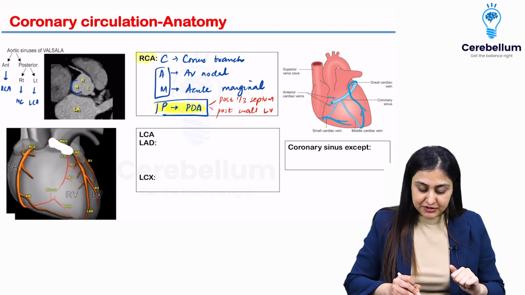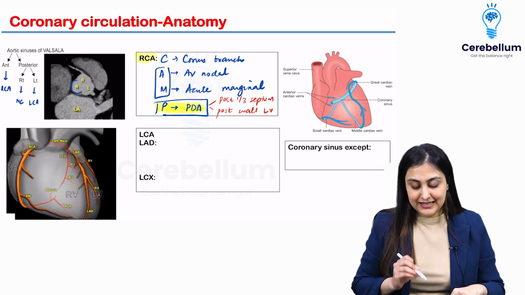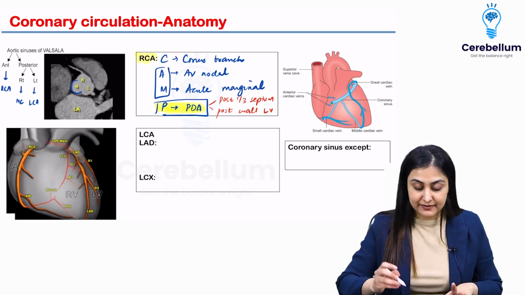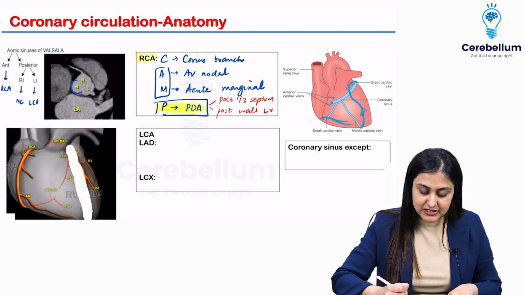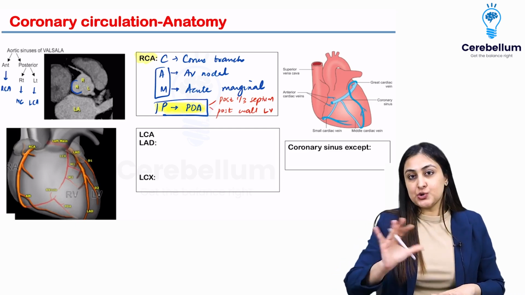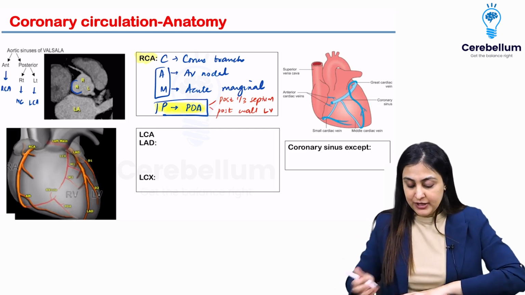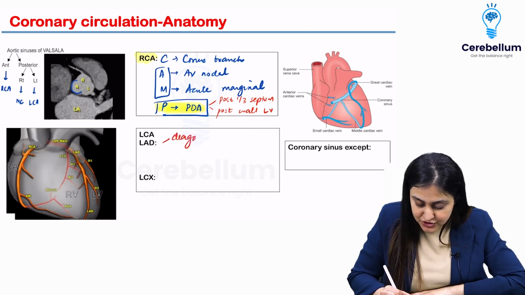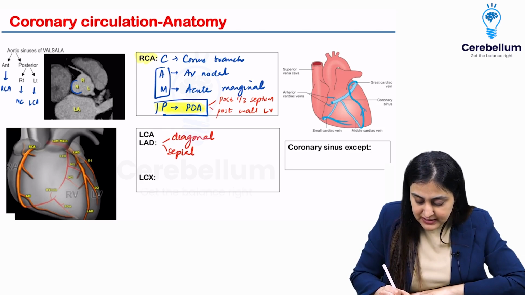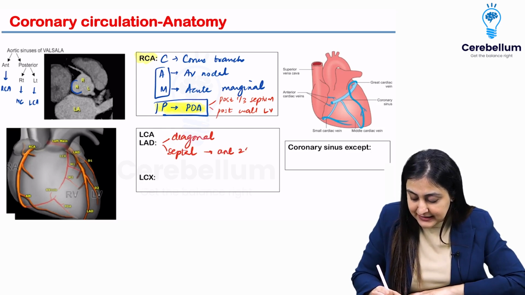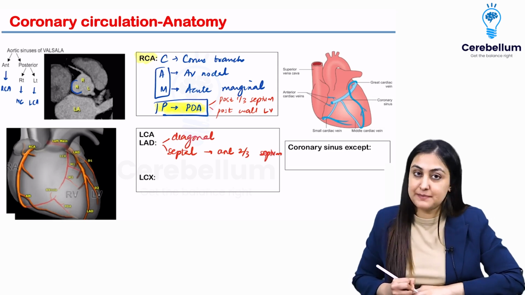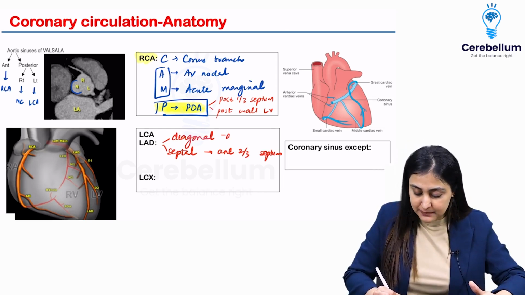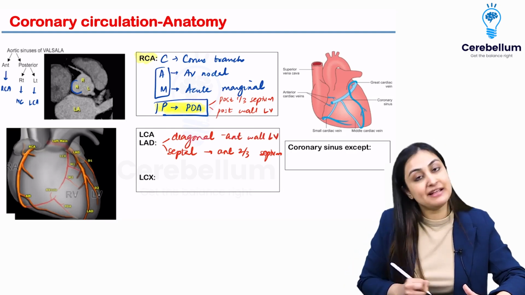Now we have the left coronary artery. As soon as it arises, it's going to divide into LAD and LCX, the left anterior descending and the left circumflex. The left anterior descending travels in the interventricular groove, so it is also known as the interventricular artery. This LAD is going to have 2 main branches: the diagonal branches and the septal branches. The septal branches, as the name suggests, supply the anterior 2/3 of the interventricular septum, because the posterior 1/3 is already done. The diagonal branch supplies the anterior wall of the left ventricle.